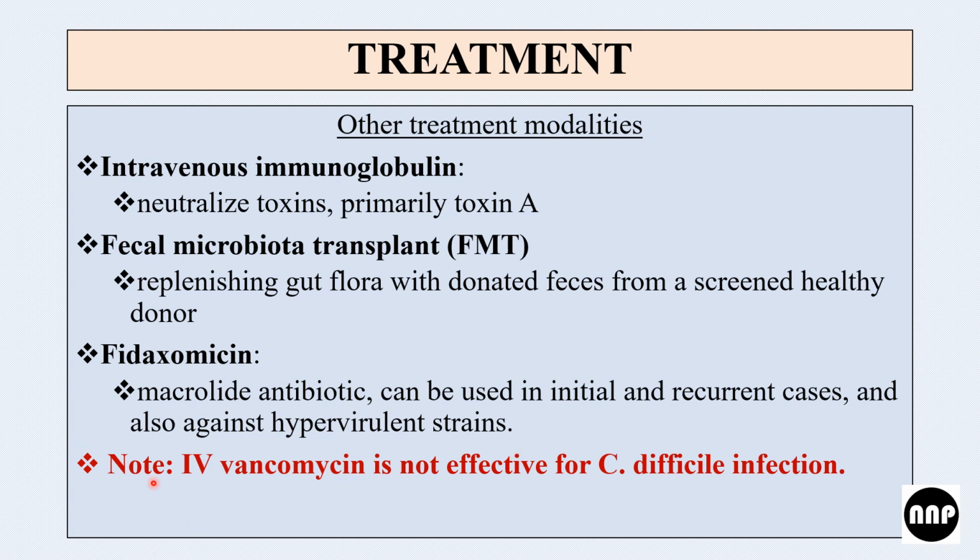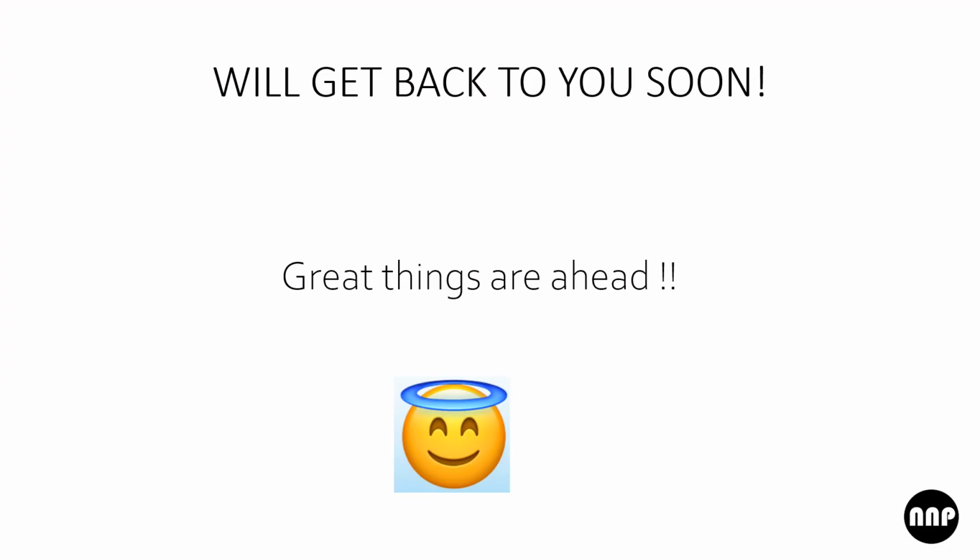Now there is a very important note. IV vancomycin is not effective for C. difficile infection. We use oral vancomycin, and this can be an MCQ. Which of the following is not suitable in C. difficile infection? Oral vancomycin, fidaxomicin, IV vancomycin. The answer will be IV vancomycin. It is not effective for C. difficile infection.